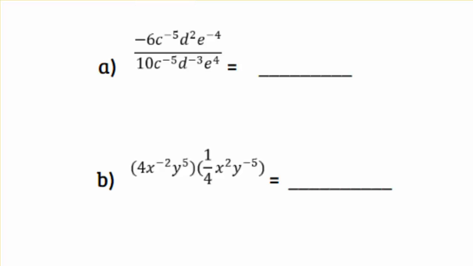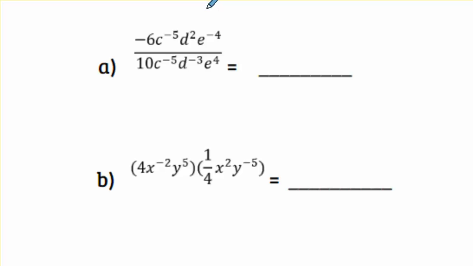Hello, my friends. It's Mrs. Mann, and we are still plugging away with negative exponents. So let's do it. My biggest suggestion with these is to not get all caught up with the whole picture, but just to start and move in sections.